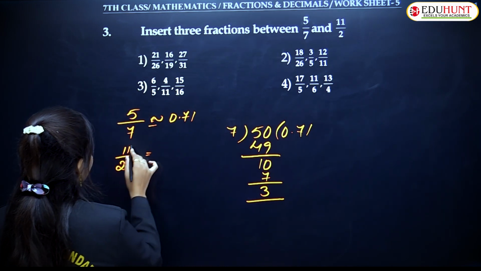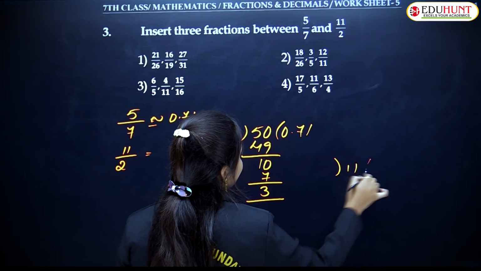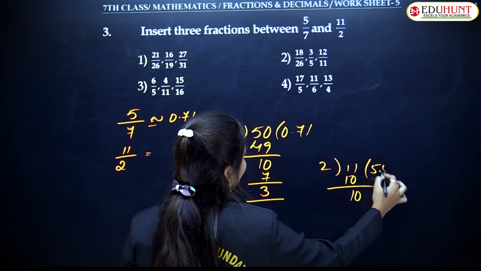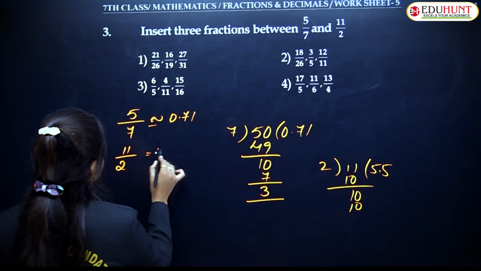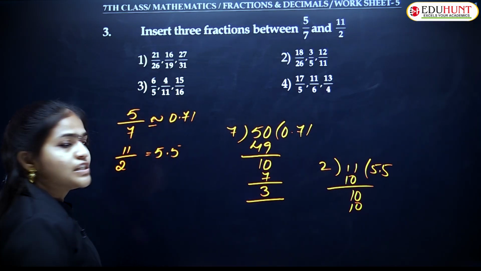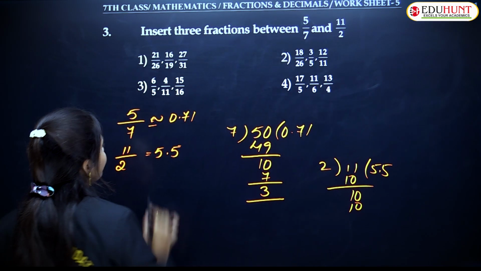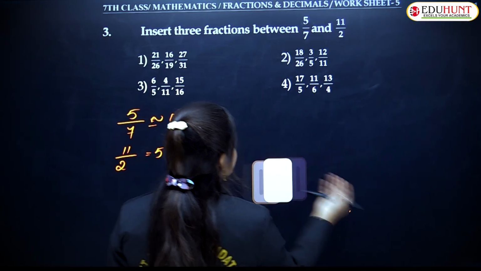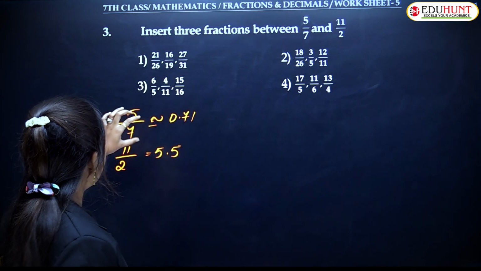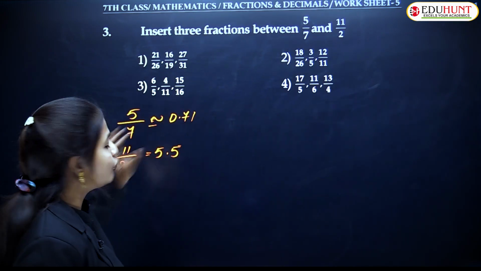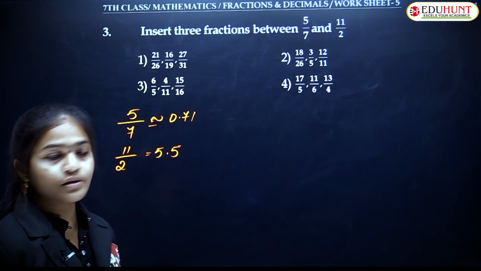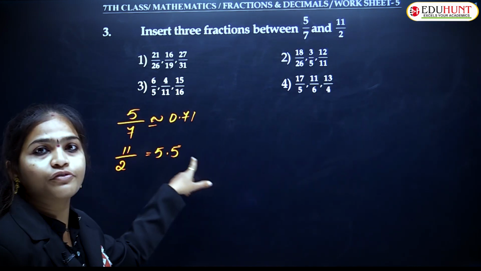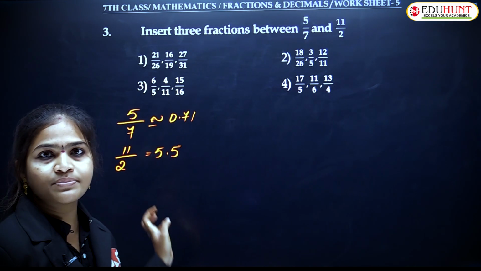And come to this one here, 11 by 2, which means 11 divisible by 2: 2 5s are 10, 1.0, 2 5s are 10, which is equal to 5.5. Am I clear, ma? Yes. Now, just insert the fractions which lie in between 0.71 and 5.5. Understood? 0.71, 0.72, 0.73, up to 5.5. In between numbers we need to find out.